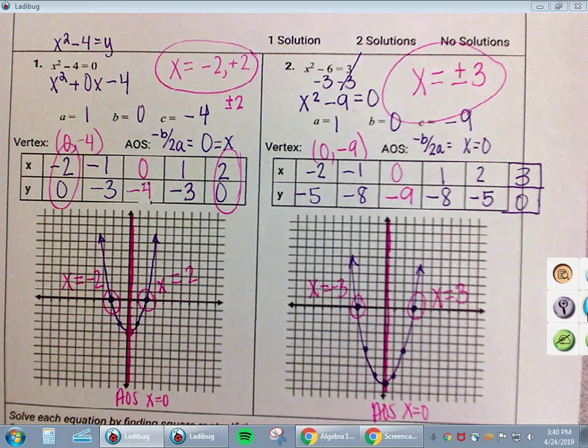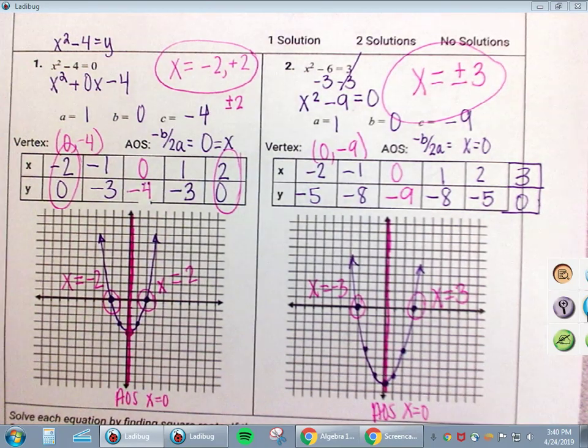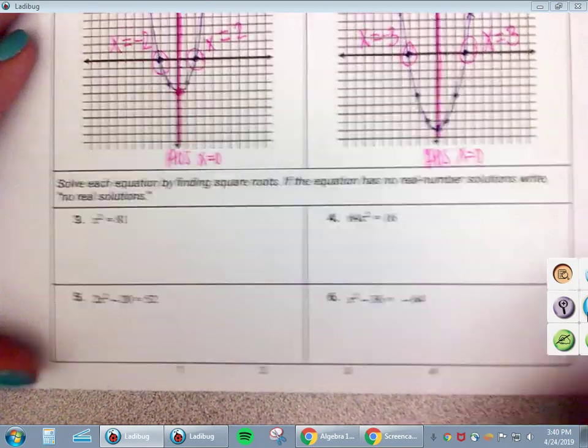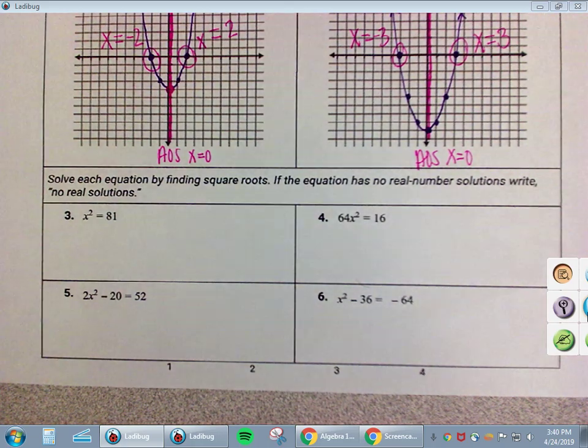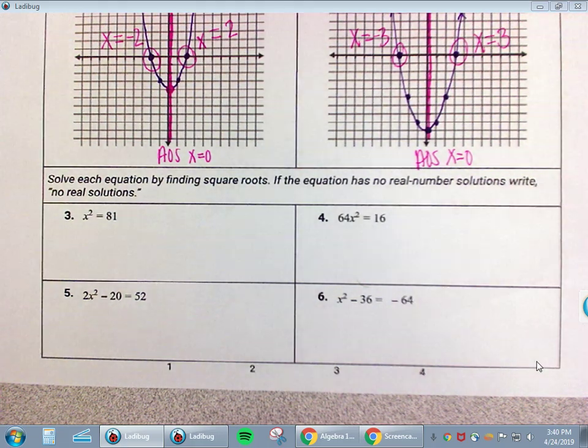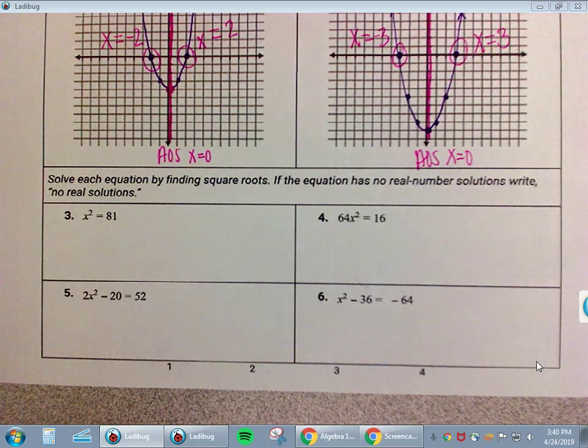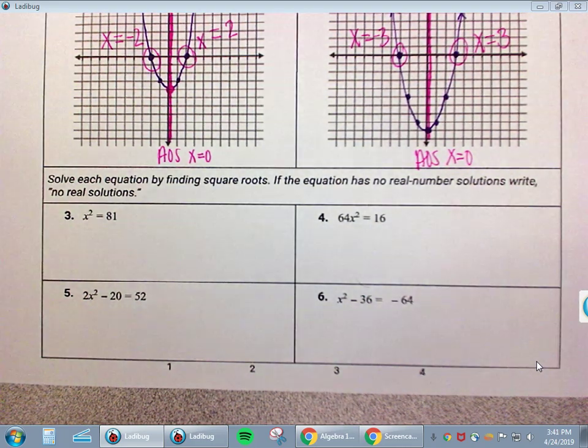All right, let's try a different way. This next section says solve each equation by finding square roots. If the equation has no real number solutions, right? No real solutions. So on these ones, we're not going to graph. Instead, we're just going to solve for x. And whatever x equals, that will be where our solutions are because we already set y equal to 0.